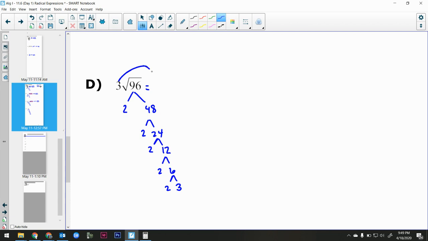Now, this is where I'm going to carry through this 3. 3 stays on the outside. What's on the inside? Okay, I've got 1, 2, 3, 4, 5 2s, and then a 3. Buddy up. Okay. So on the outside, I've already got a 3. Leave that 3 on the outside times 2 sets of 2s coming out. What's left on the inside? A 2 and a 3. They go back together. They multiply back together to get a 6.